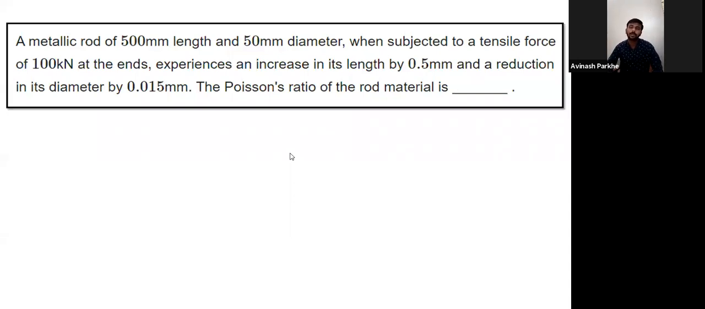Then we solved one problem related to the stress strain diagram for the ductile material, or maybe mild steel. Whatever the important points are, that means the sequence of points from the proportional limit to the breaking point, that sequence we have to define properly, and accordingly match the pairs.